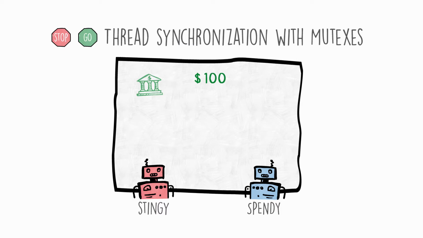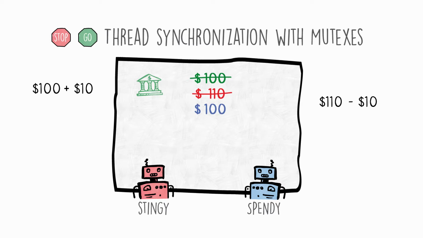So the way the Stingy thread would work is it would read the balance from the bank account, which in this case is $100, and it would add $10 to it, resulting in $110. Spendy, on the other hand, would read the $110, subtract 10 from it, and then update the balance to 100. Communication here is happening by using shared memory, just as we saw in the previous section. The bank account balance is held in a variable in memory that is common between the two threads. The problem will happen if the two threads step over each other.